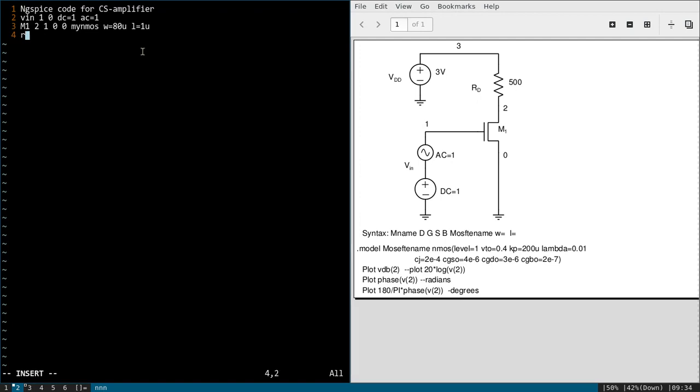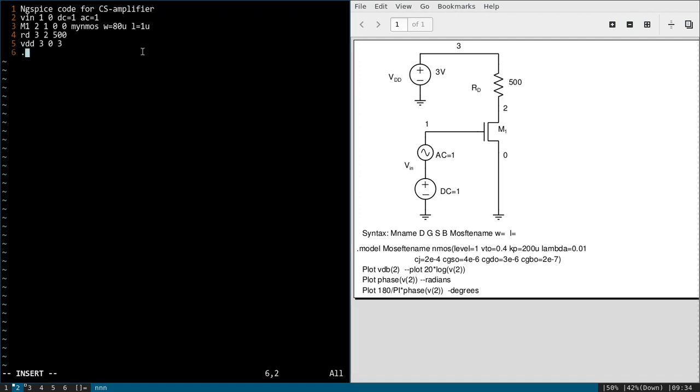So next one is the resistor. We will write RD. It is in between 3 and 2. Value is 500. Finally, power supply, that is VDD, 3 0 and value is 3.